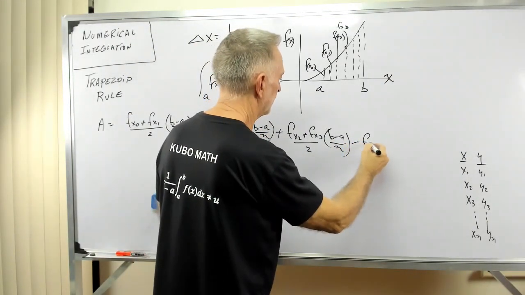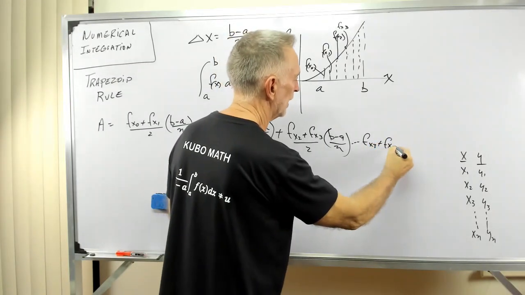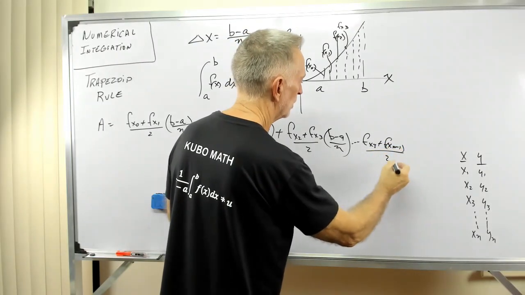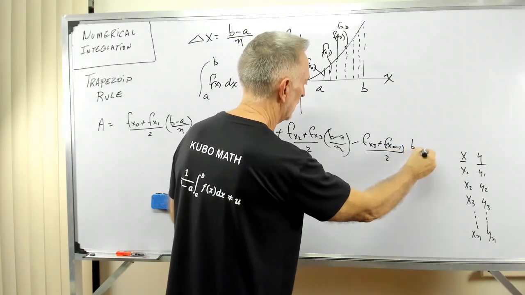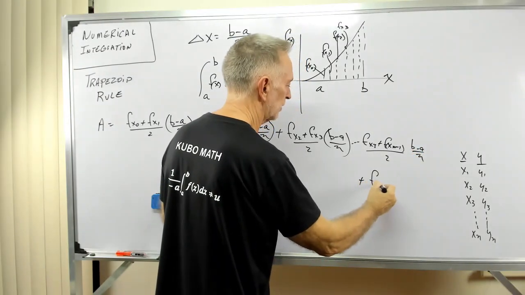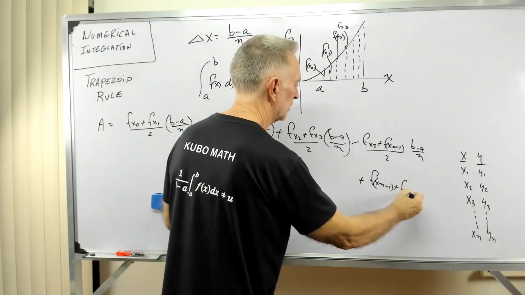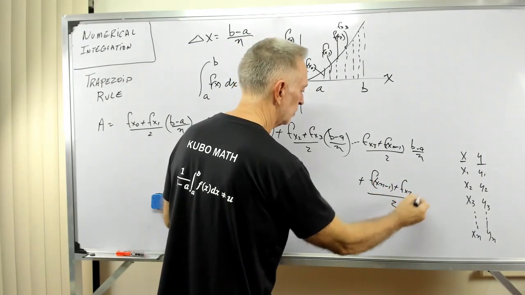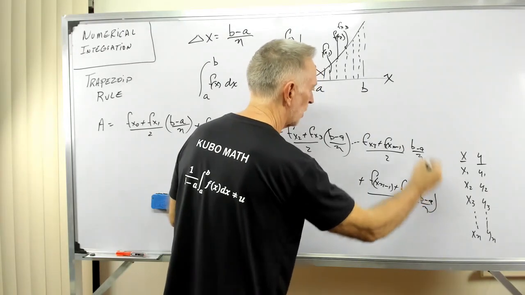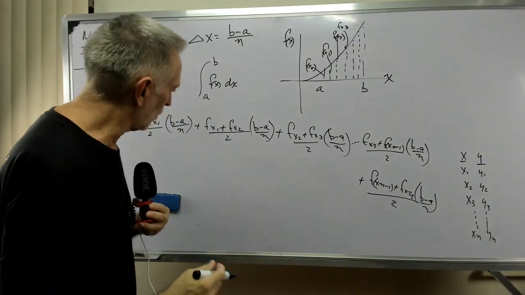Now I have f of x sub 3 plus f of x all the way up to n minus 1 over 2 times b minus a over n, plus f of x sub n minus 1 plus f of x sub n over 2 times b minus a over n. Sorry for the writing, I'm stretched out here, about to end up without a cord.